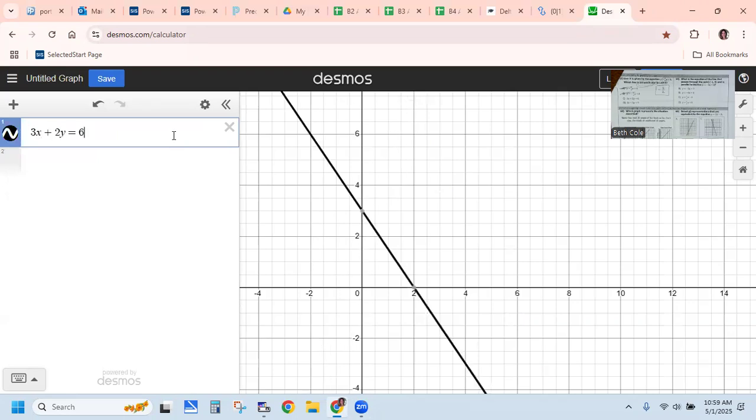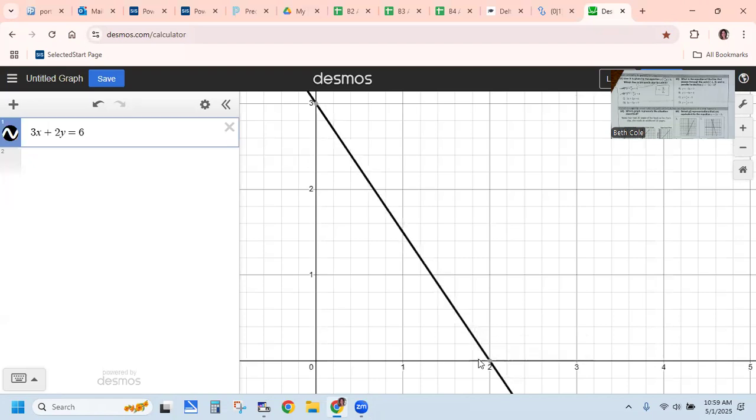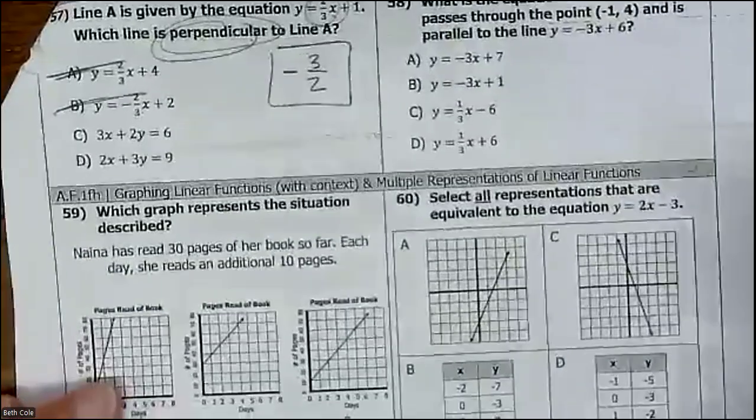All right, so I'm doing choice C, the next one there. This looks like it has a -3/2 slope. Does it go down 3/2? You guys see that there, down 3/2? You don't see it because you're talking and not listening. That is your answer, so C.